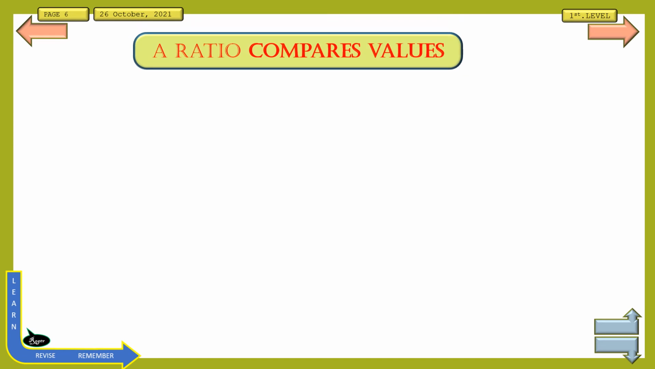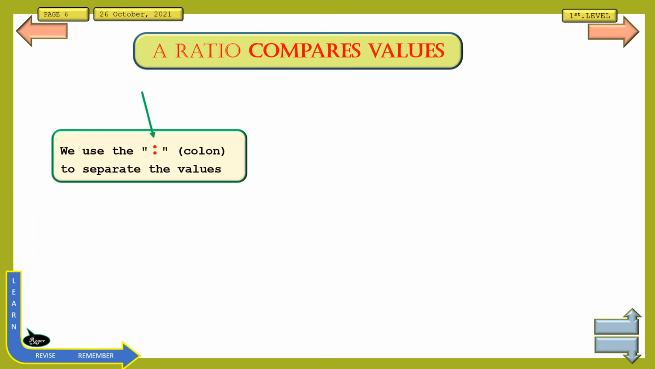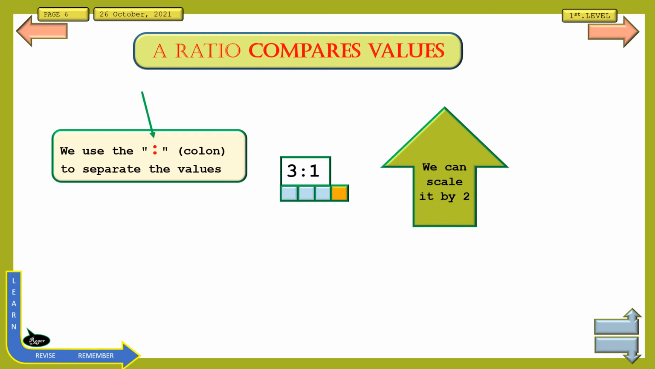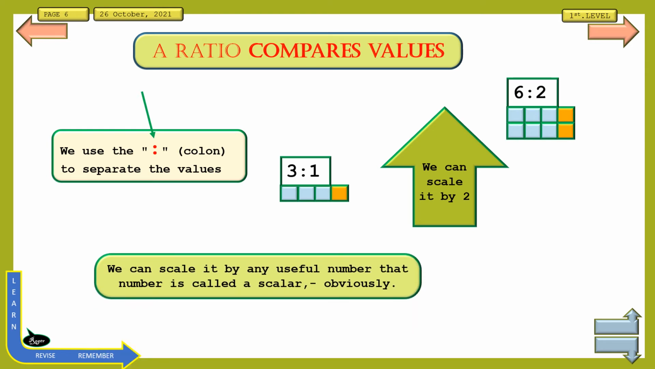Another way to describe ratios is to say it compares numbers. We use the colon to separate the two numbers. Here we see the ratio of 3 to 1. We can scale this ratio up by, say, 2, making it 6 to 2. We can scale ratios by any useful number. That number is called a scalar. Isn't that obvious?